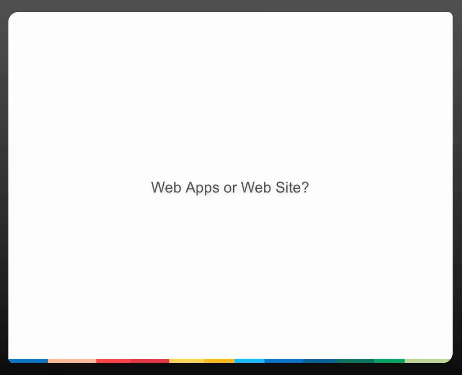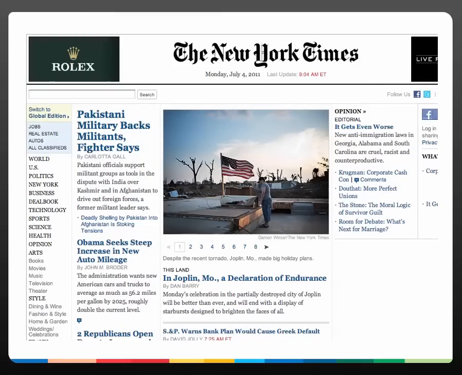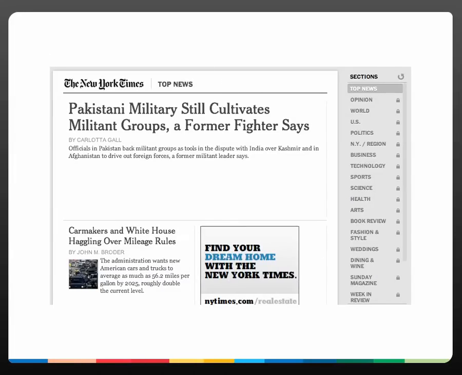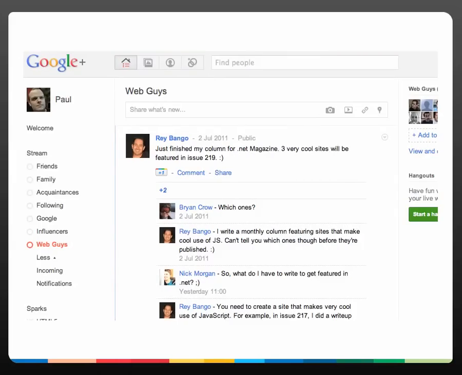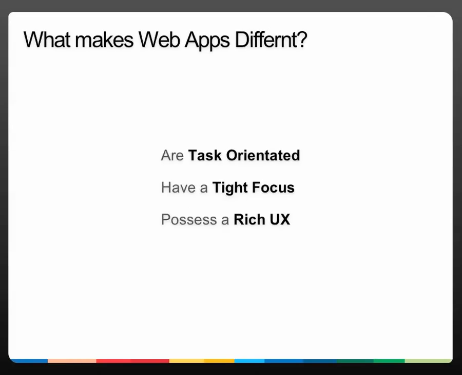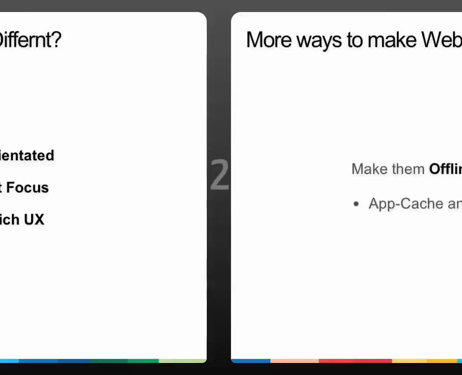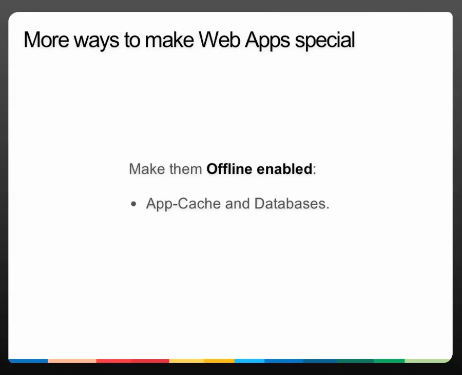So what are some really nice web apps? You could see the New York Times. This is the site and this is the app. The app lets you have offline capabilities, which is great. Google Plus, of course, Gmail, and lots of others. In a way, a good web app will be task-oriented with a tight focus and a rich user experience. Of course, one of the bold things that we see today more and more is the offline capabilities that let web apps be productive even when you don't have a connection.